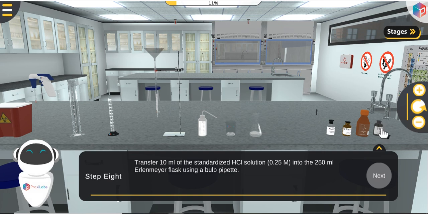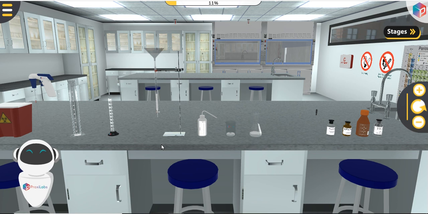My bottle is not covered yet. And that is done already. Then the next thing is, I've done this already. What is this again? I've done this already. I've done this.